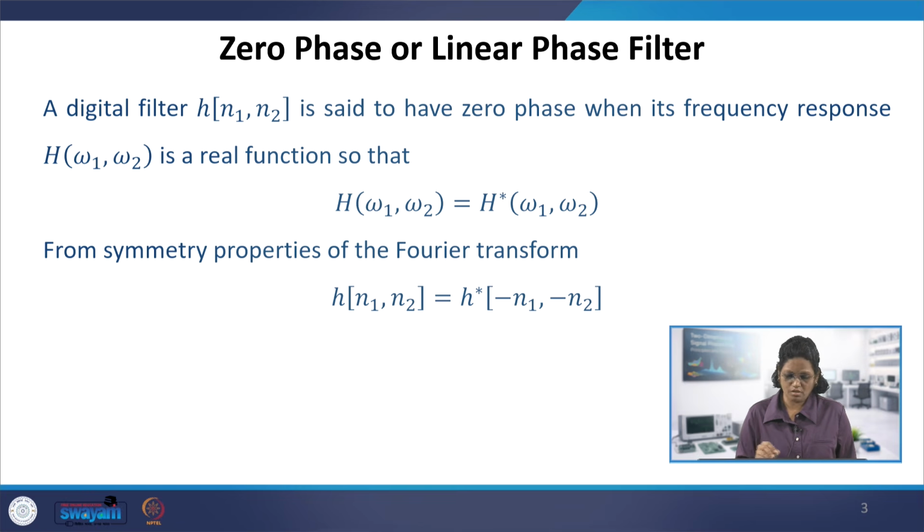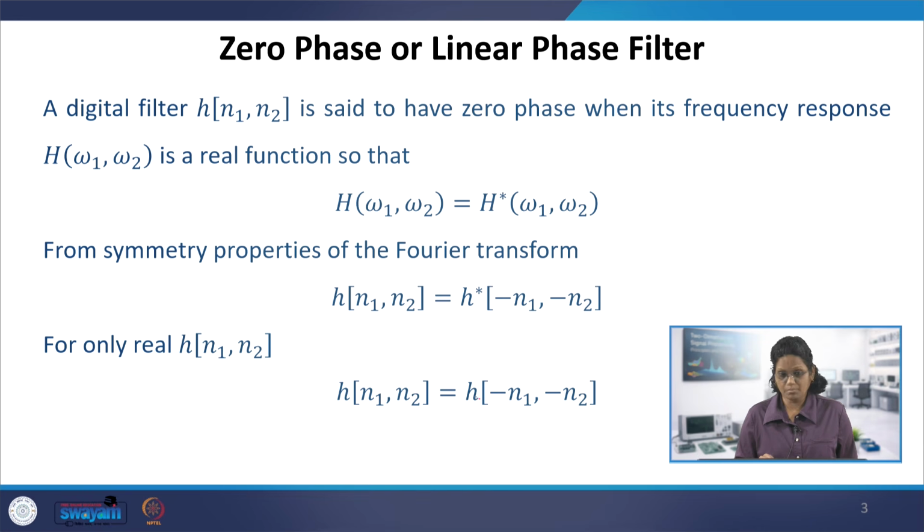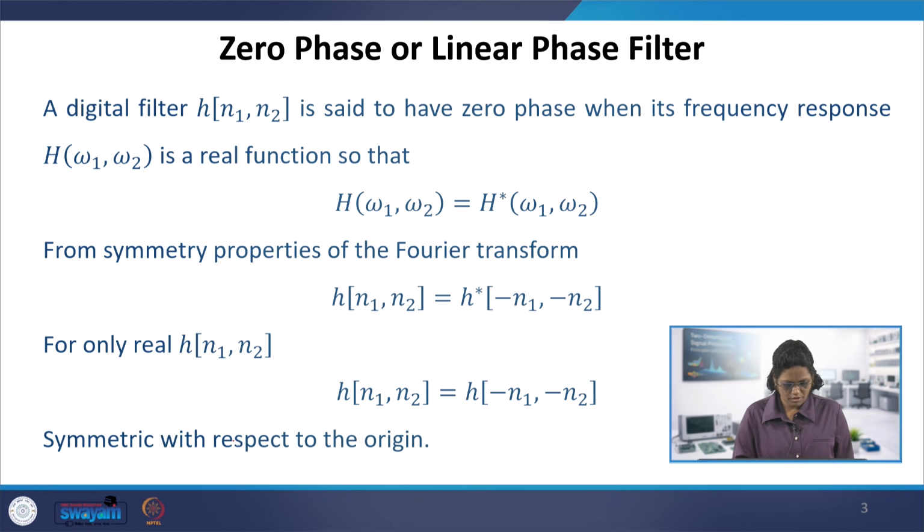So having the symmetric property of the filter h of n1 comma n2, say h star of minus n1 minus n2, the conjugate, if it is real, then this is simply h of minus n1 minus n2. So this is applicable only if it is a complex number. In reality, we consider all these coefficients to be real. So h of n1 comma n2 is equal to h of minus n1 comma minus n2. This is one kind of symmetry which offers the linear phase for the filter response. This is also symmetric with respect to the origin. Origin here is 0 comma 0.